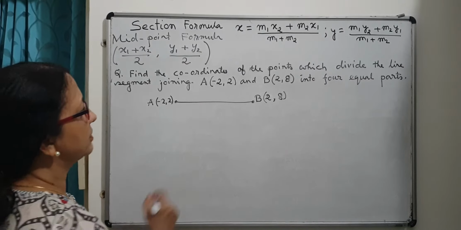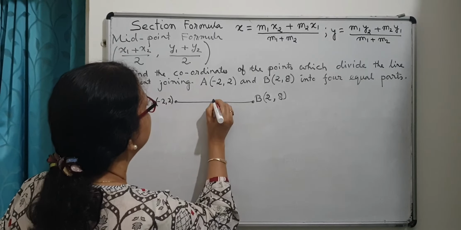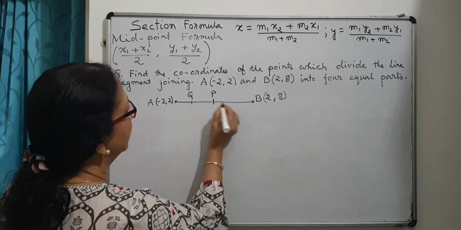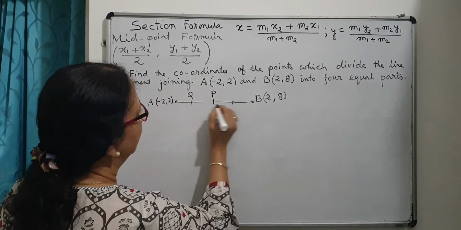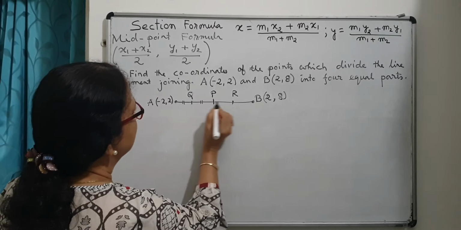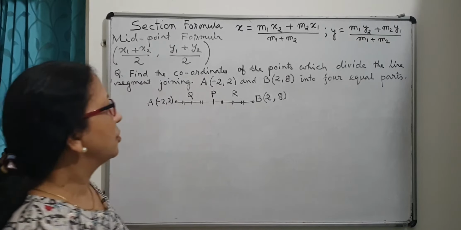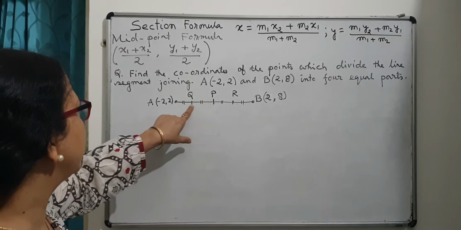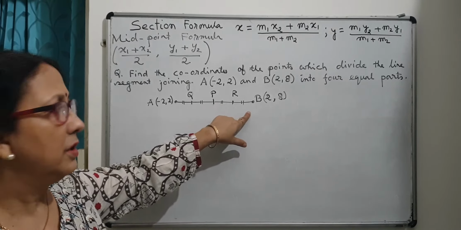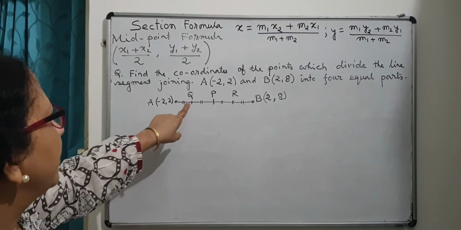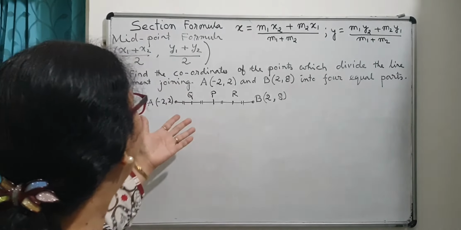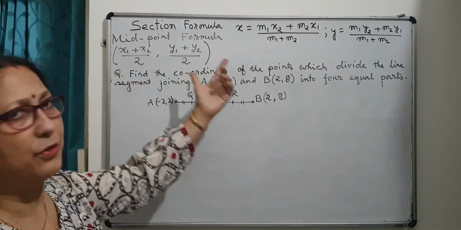4 equal parts means first I divide it by half. Say this is P. Then again make it half, say Q. Then again draw the half, say R. So you see, this is equal to this, is equal to this, is equal to this. So with the help of 3 equidistant points Q, P, R, I can divide AB into 4 equal parts: 1, 2, 3, 4. So that means I have to find the coordinates of the points P, Q, R. That is the question. Since all are midpoints, obviously I will be using the midpoint formula.